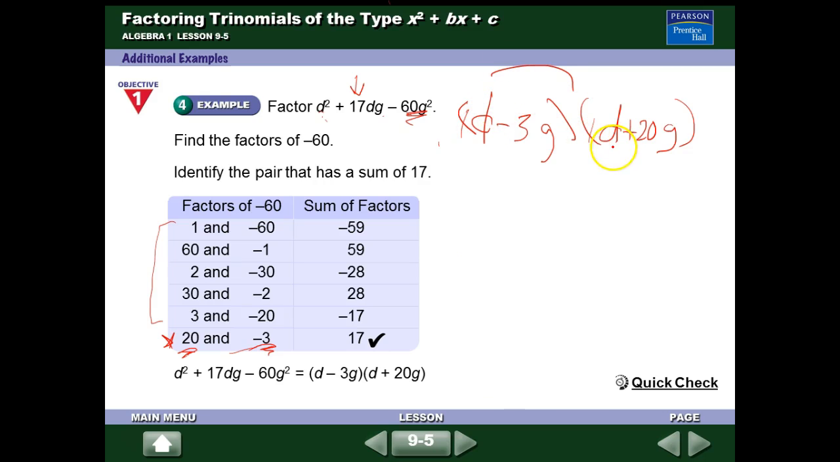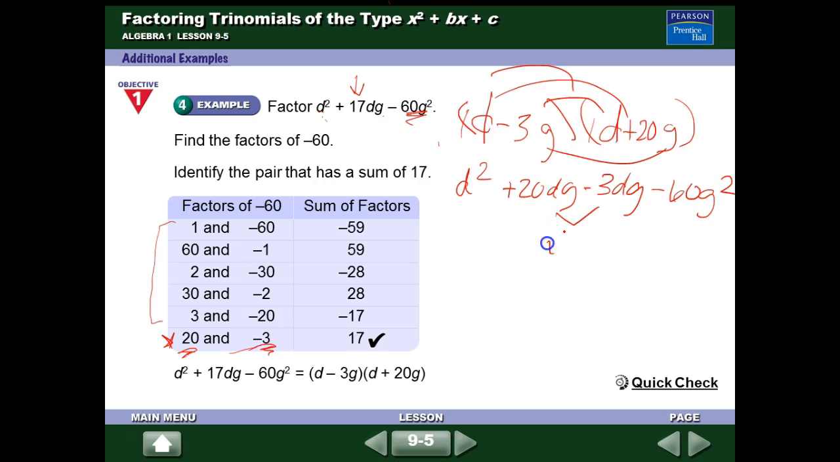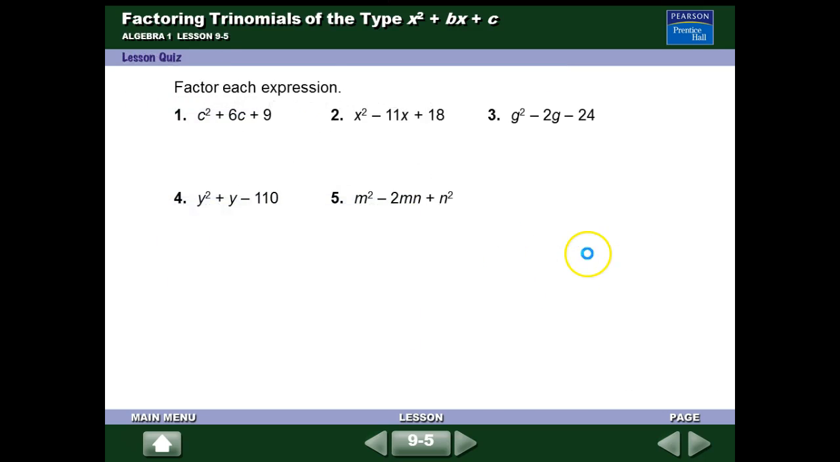So d times d is going to give me d squared. Outer, d times 20g is going to give me a positive 20dg. Inner, negative 3dg. Last, negative 3 times 20 gives me a negative 60g squared. This is going to simplify to d squared plus 17dg minus 60g squared. This is a 1. So that does check.